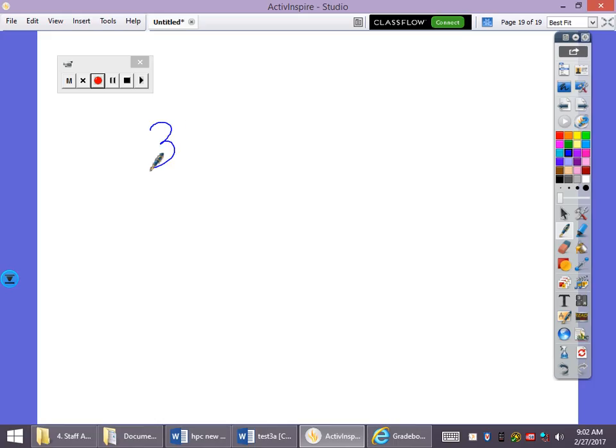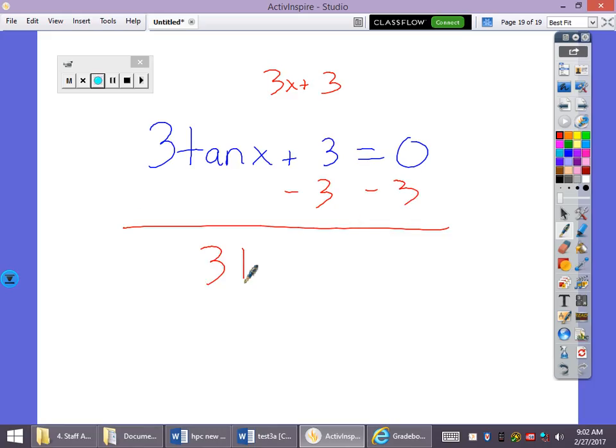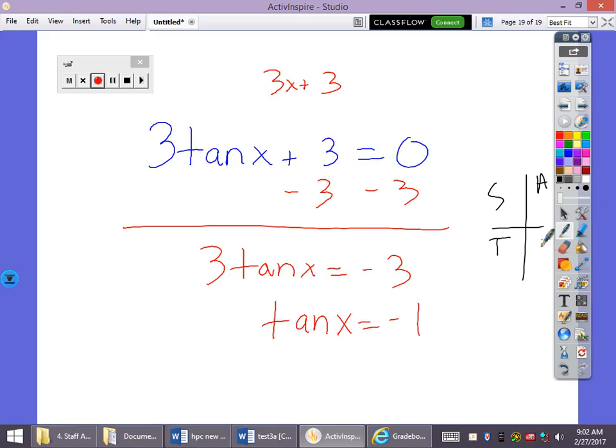I am now on number 9. Number 9 says 3 tan x plus 3 equals 0. You simply treat it like a two-step equation. So like 3x plus 3, what would I do? Subtract 3 from both sides. 3 tan x equals negative 3. Divide by 3, tan of x equals negative 1. All students take cash. Tangent negative is here and here.